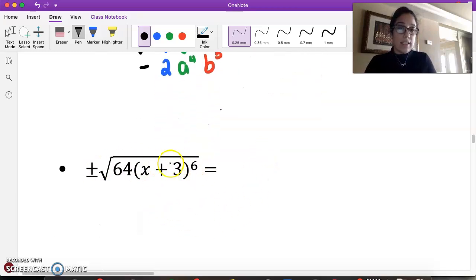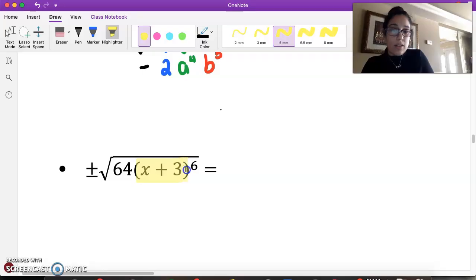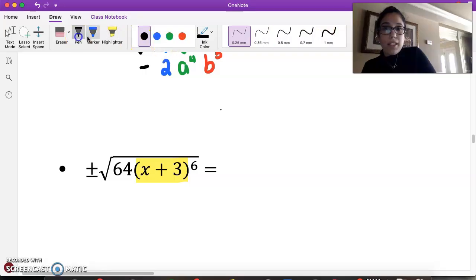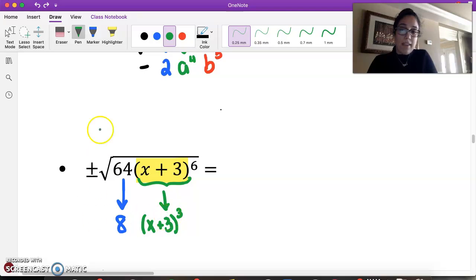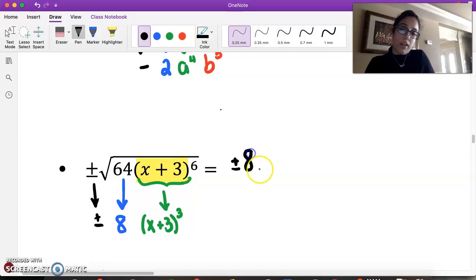The last point I want to make before I finish this video off is, when you have something that looks like this, this is a unit. It goes as a unit. You do not separate the unit. So for something like this, you would do 64 first. The square root of 64 is 8. And then for this whole thing, you take the square root of it to the 6th. Again, it's a unit, so it's x plus 3 to the 3rd, 6 divided by 2, remember, that's your index. And then the plus or minus comes along for the ride, just like anything else would. So the answer would be x plus 3.